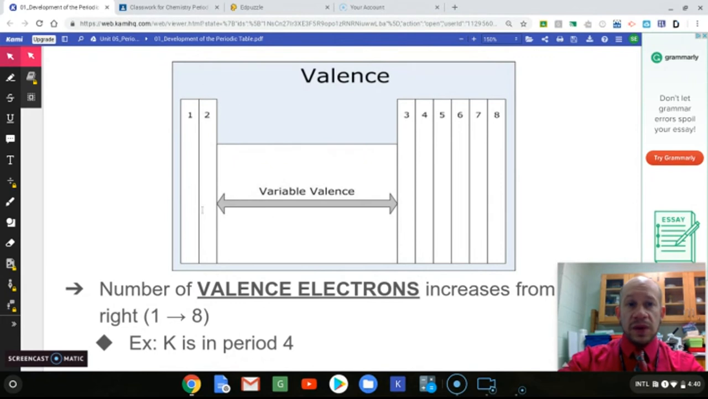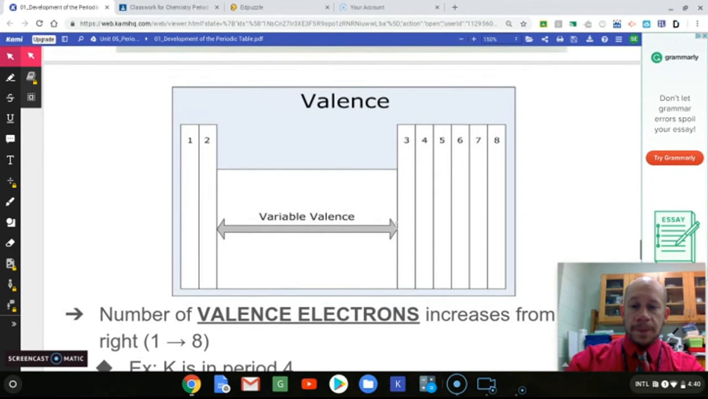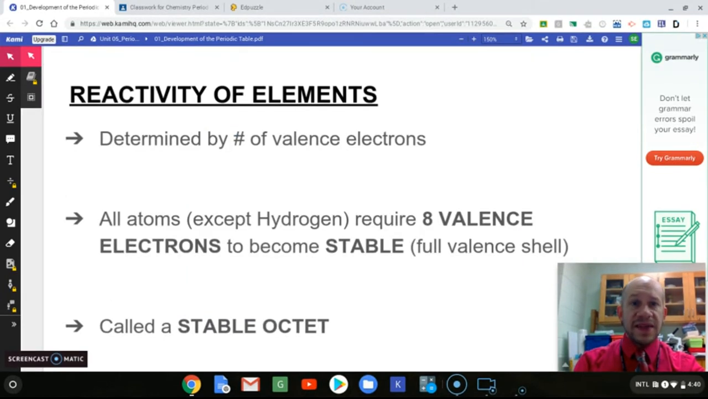And each of the group numbers tells you the valence electrons. So there are 1, 2 valence electrons. Our transition elements have variable valence electrons, and that's due to their unique properties. Then 13, 14, 15, 16, 17, 18 are the group numbers here, and those last numbers tell you the number of valence electrons. The reactivity of the elements is determined by the number of valence electrons.